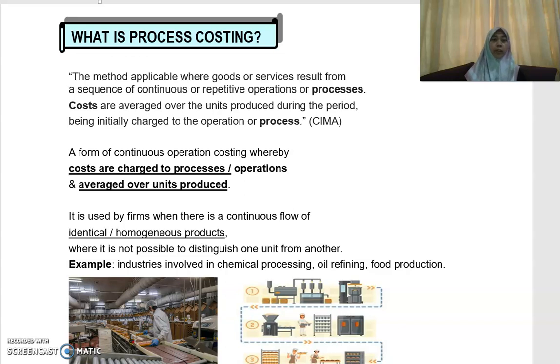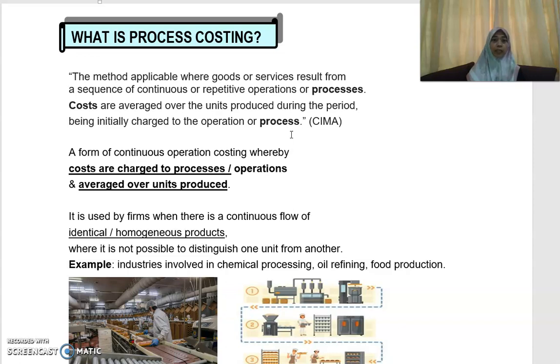Bismillahirrahmanirrahim. Now I'm going to explain what process costing is. Process costing, as I said earlier, is the method applicable where goods or services result from a sequence of continuous or repetitive operations or processes. When you want to calculate the cost, it will be averaged over the units produced during the period, being initially charged to the operation or process. This is the CIMA definition of process costing.